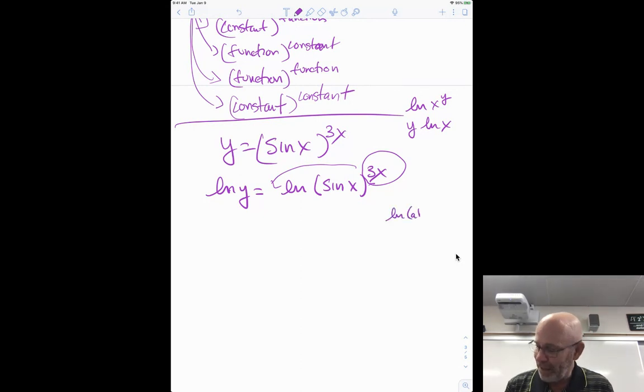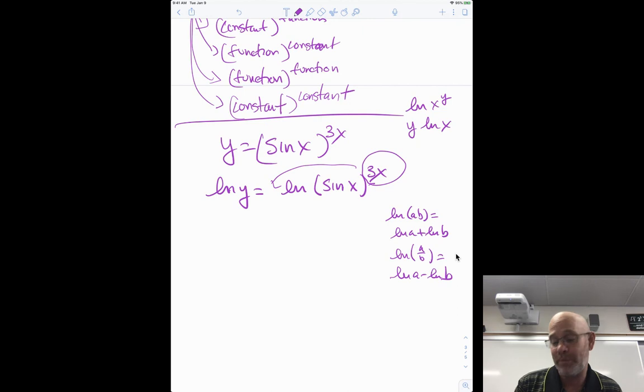Natural log of a times b is equal to the natural log of a plus the natural log of b, and then the natural log of a divided by b is equal to the natural log of a minus the natural log of b. Hopefully you remember those. All 3 of those together are pretty important.